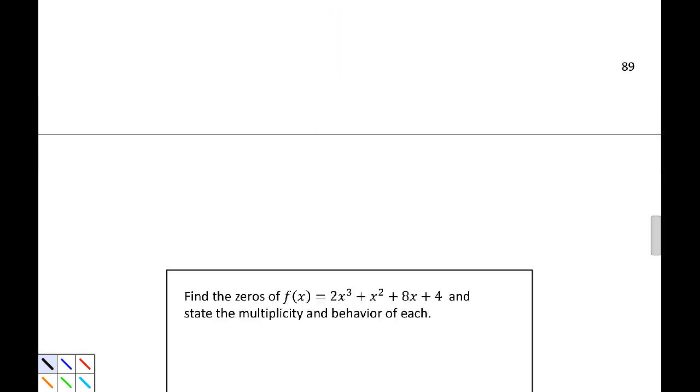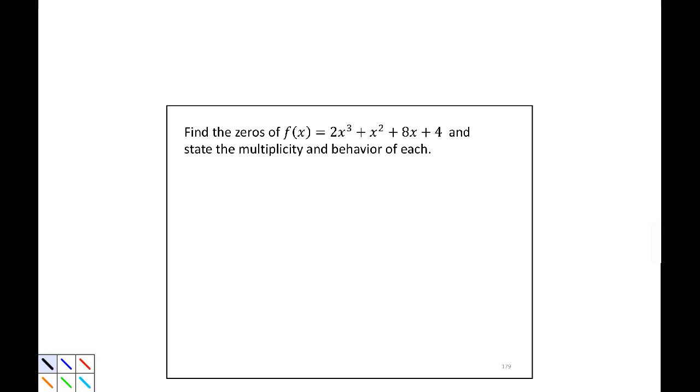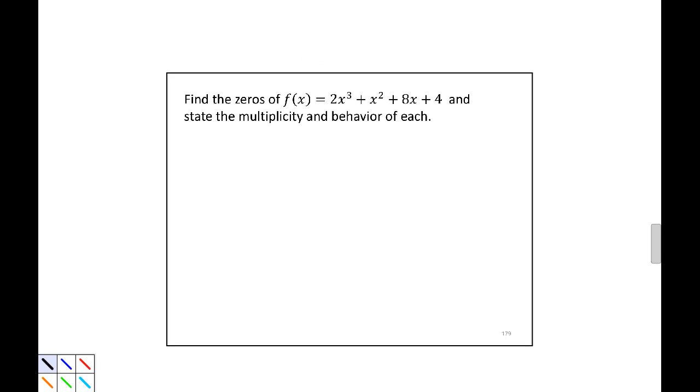Our next example says find the zeros of f of x equals 2x cubed plus x squared plus 8x plus 4. Find and state the multiplicity and behavior of each. Again, factoring plays a big role, so we're going to take that function, 2x cubed plus x squared plus 8x plus 4, set that equal to 0. Factoring by grouping looks like a good idea. We have 4 terms. So from the first two terms, we'll factor out an x squared, which would leave us with a 2x plus 1.